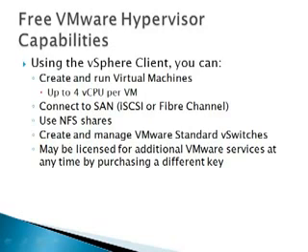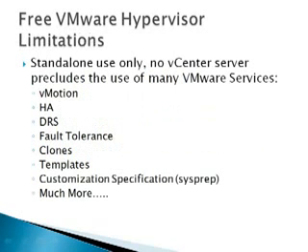And you can increase your license entitlement at any time by purchasing a license entitlement from an authorized reseller like VM Sources. Some of the limitations of the free VMware hypervisor include the fact that it's entitled for standalone use only. You can't connect to a vCenter server, which precludes the use of many VMware services like vMotion, HA, DRS, fault tolerance, clones, templates, sysprep, and much more.